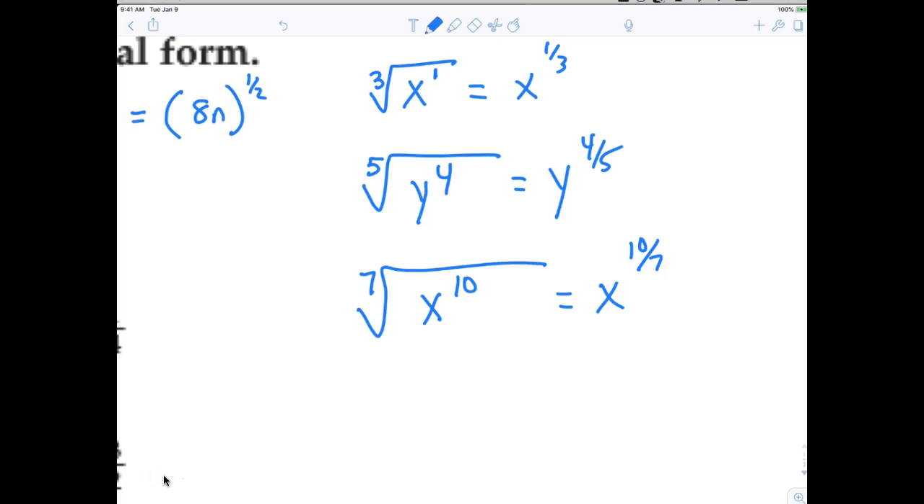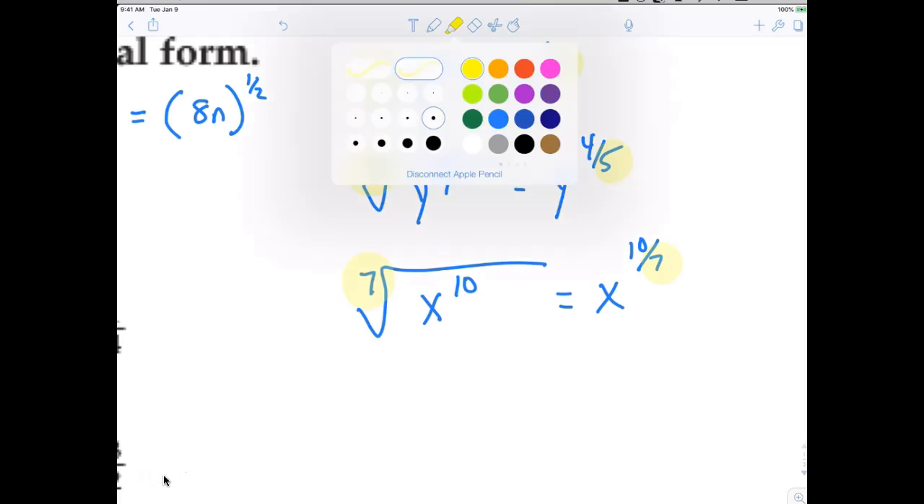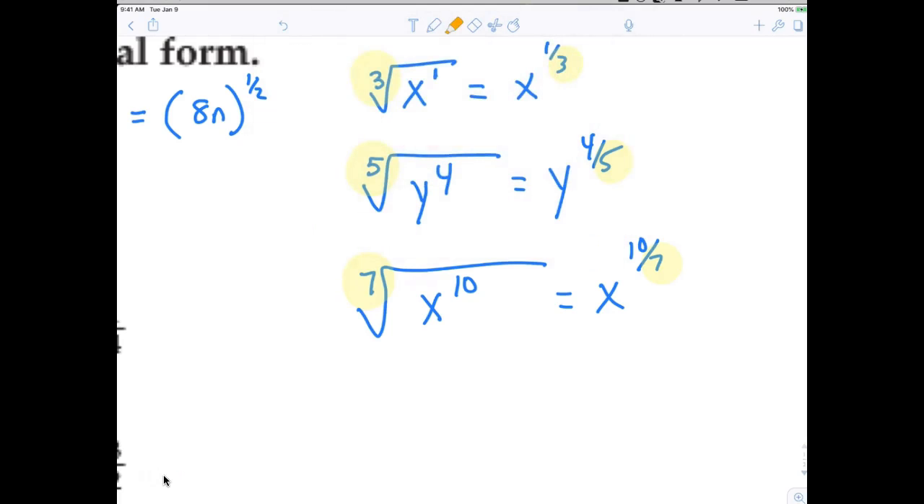All right? The root, listen to me, the root. Notice where the root is. The root is the denominator. Notice where the exponent is. To the 1st, 4th, 10th.